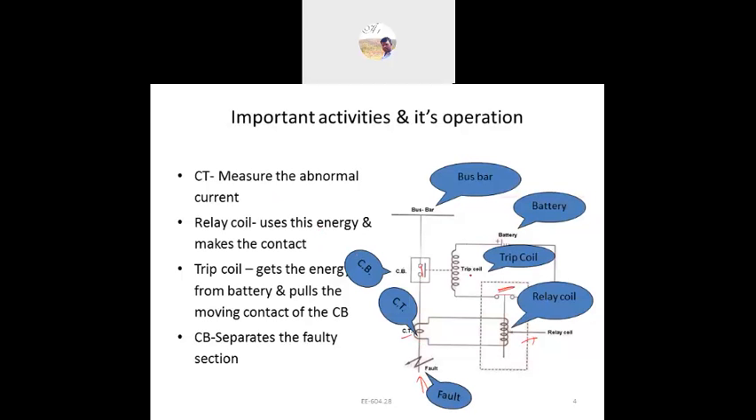Then here is the trip coil. The trip coil gets energy from the battery and pulls the moving contact from the circuit. To move the moving contact away from the fixed contact, we have to supply power, which will be collected from the battery. Next, the CB separates the fault section. The fault section will be separated by the circuit breaker.